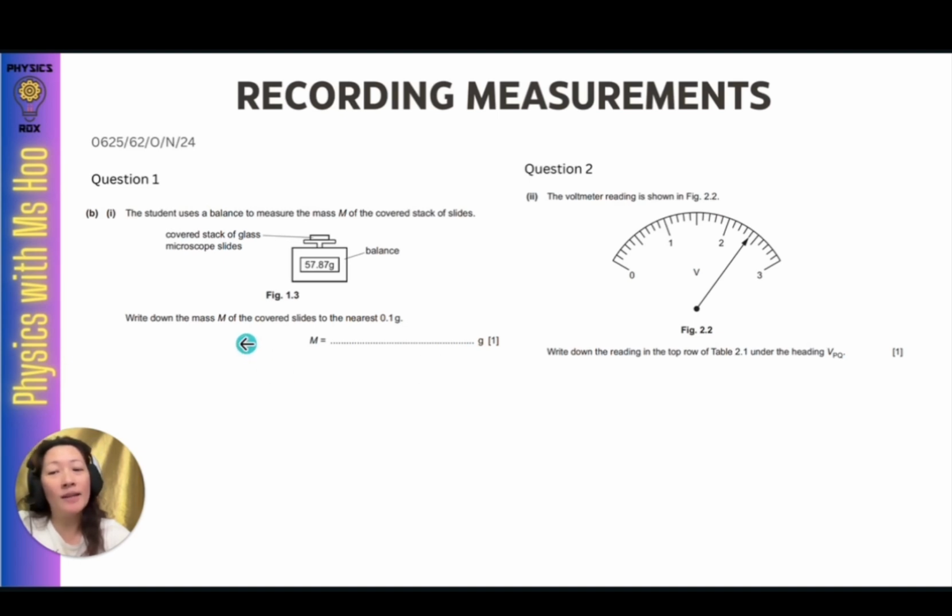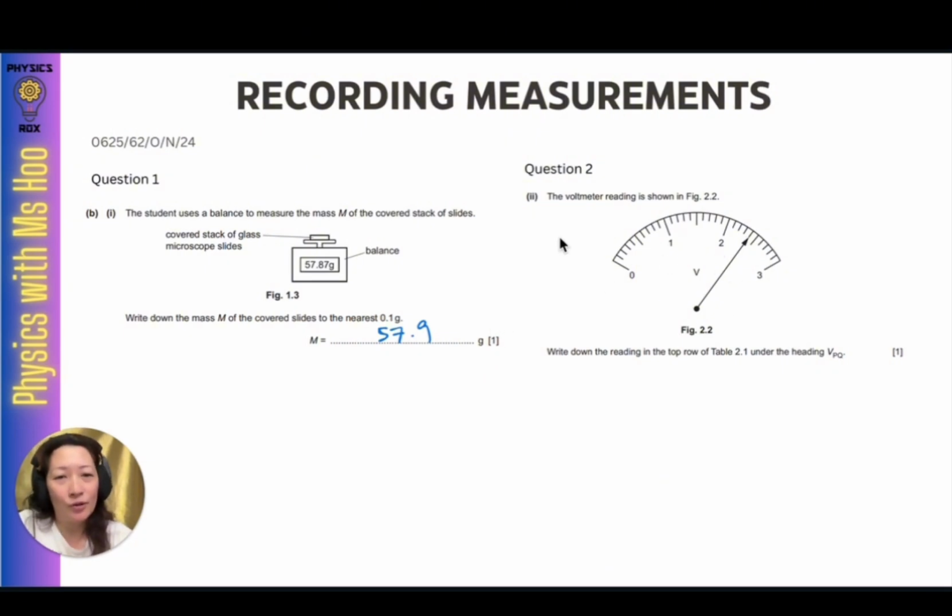But the question has already said you need to write it to the nearest 0.1 gram. So you need to round this value to the nearest 1 decimal place. That means the value you need to write here is actually 57.9. So it's really easy as long as you follow the instructions. Like I said, I consider this a free mark.